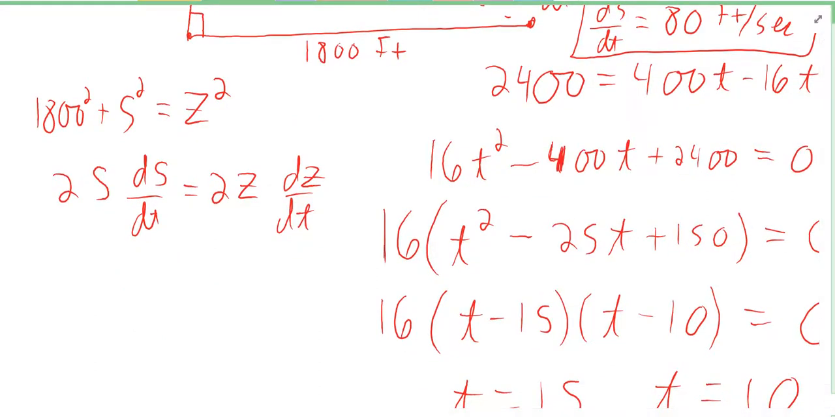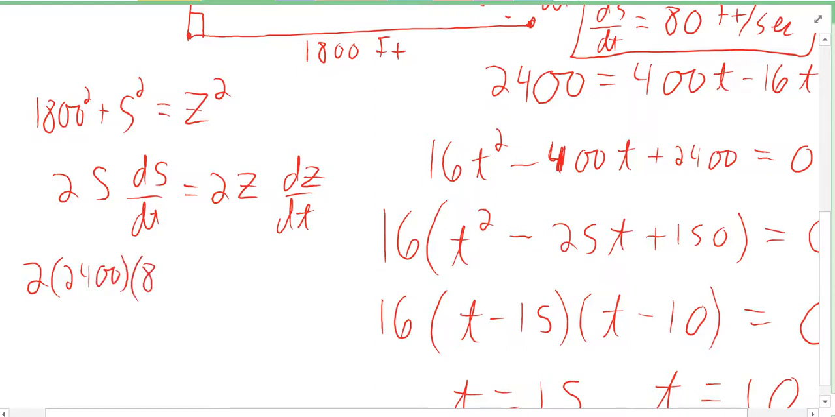And now we know everything we're supposed to know here, right? We know that s was 2,400. So that's 2 times 2,400. We know ds/dt, we found that, was 80. That's how fast the rocket is rising. Times 2. z, we don't know z yet. And we're not supposed to know dz/dt because that's what we're trying to find.